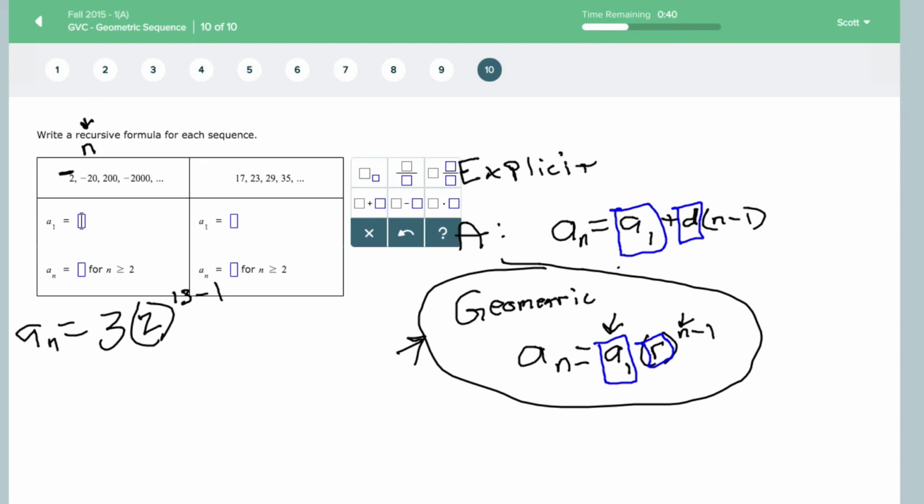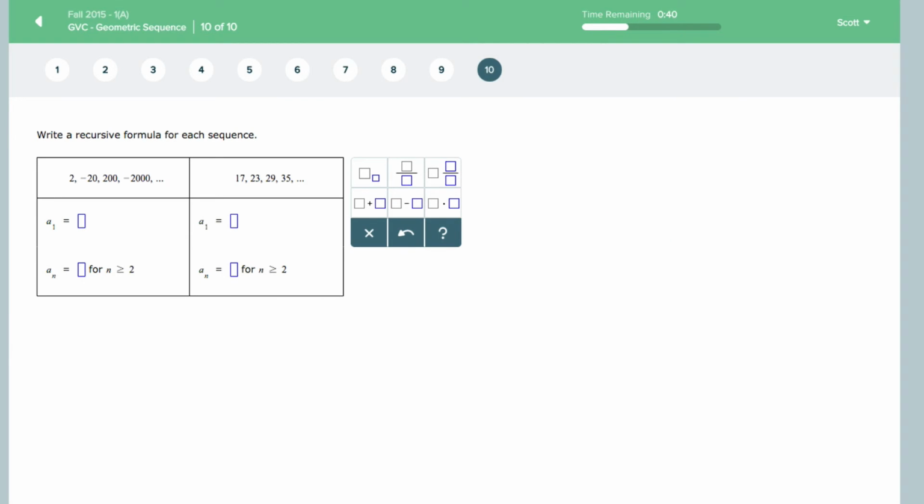And the last type of question you're going to get comes up for the recursive formula. And these are both geometric. I believe, oh, this one might not be. This one looks like it's arithmetic. So plus 6, plus 6, plus 6. So this one has a common difference of plus 6. This one has a common ratio of negative 10. I get that by taking negative 20 divided by 2, and I get negative 10. So let's look at each one of those.